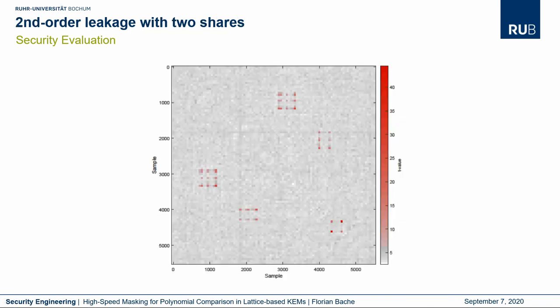This is the second order multivariate evaluation of our two-share implementation. Again, we have four coefficients, and this time with two shares. In order to make this plot more visible, we highlighted the t-values which cross the threshold with red color. As you can see, and as is expected, we have several multivariate leakage points. That just means that if the leakage of these points is combined, it reveals information about the sensitive data. Again, this is expected because this is only the two-share implementation, which should be first order secure, but should not be second order secure.